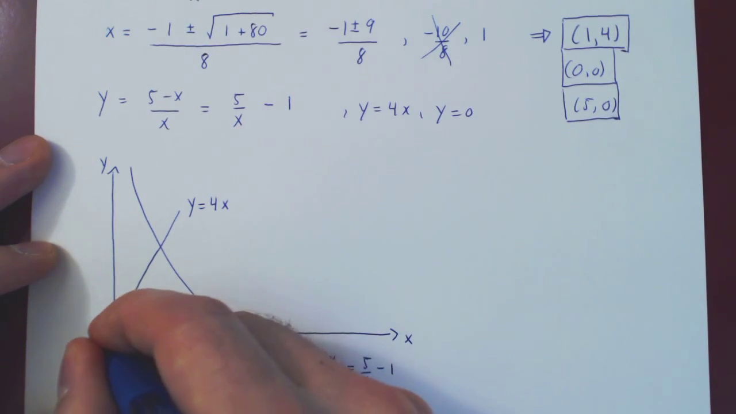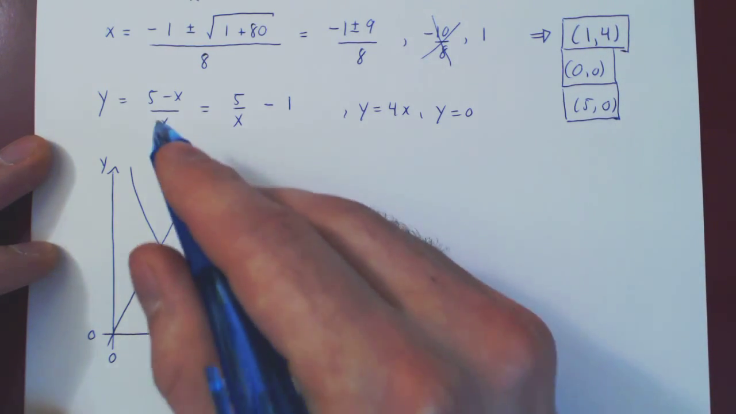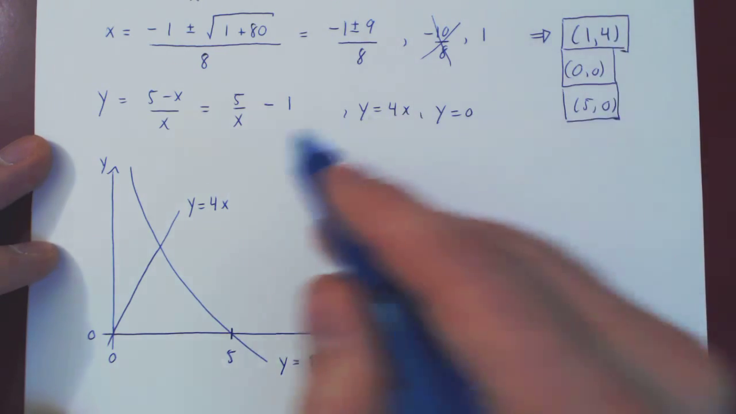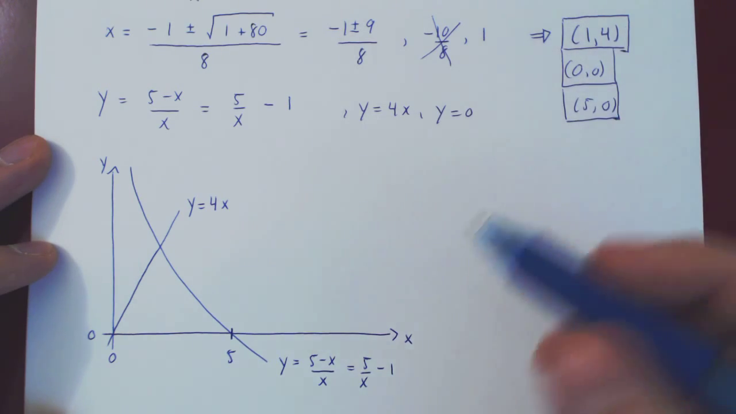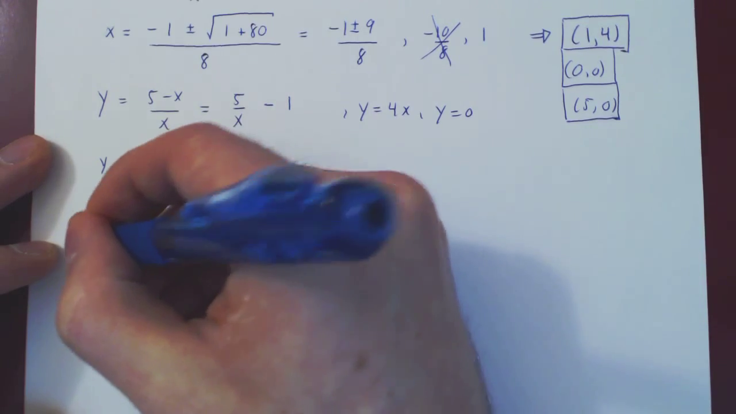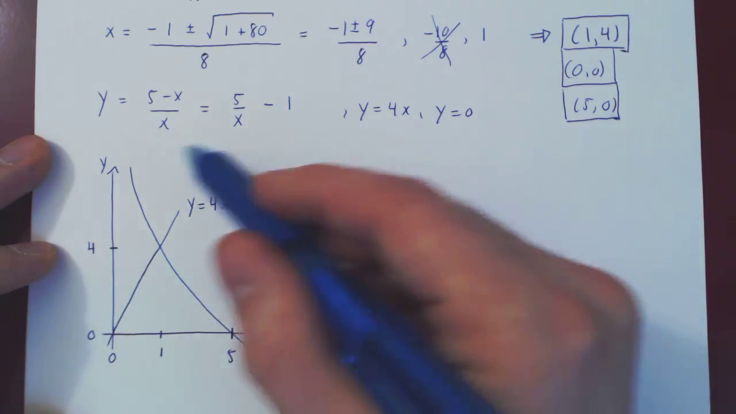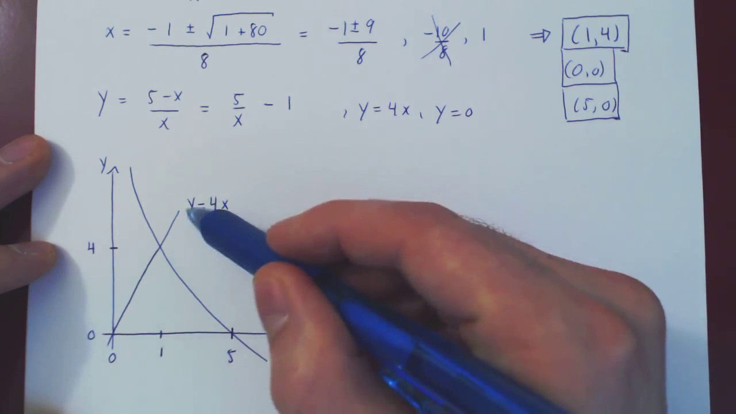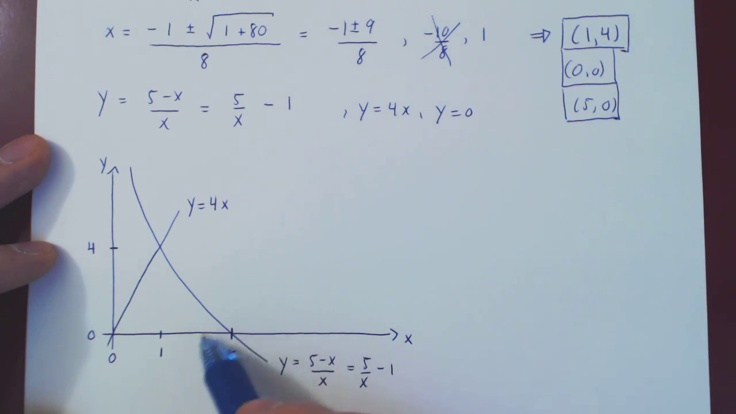So this is the origin, this is the zero of this function, and of course where our curve and y equals 4x meet is the point (1, 4). So x equals 1 and y equals 4. And now we can clearly see the region, right? In the first quadrant, y equals 4x, y equals (5 minus x) over x, and y equals 0 bound this region. And now we're looking for the area of this region.